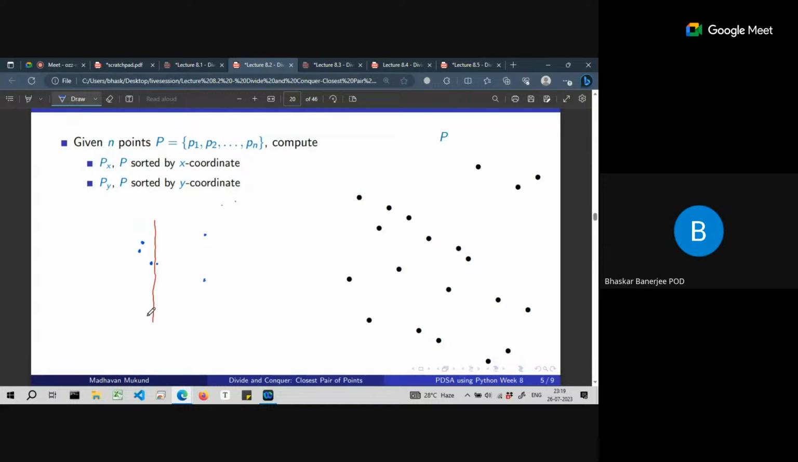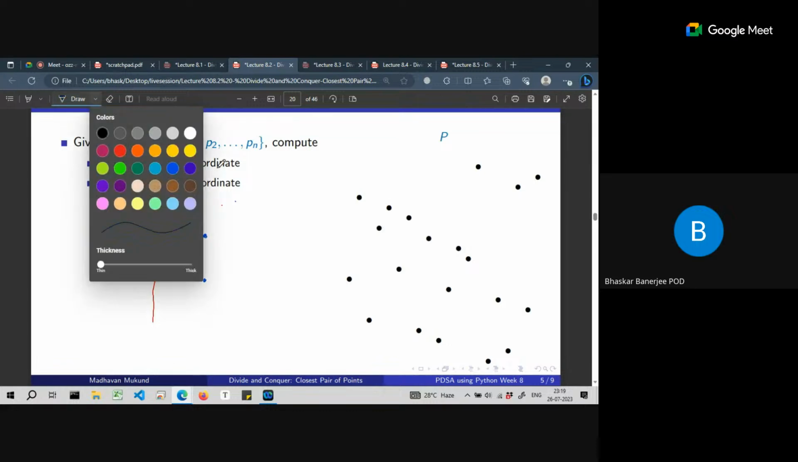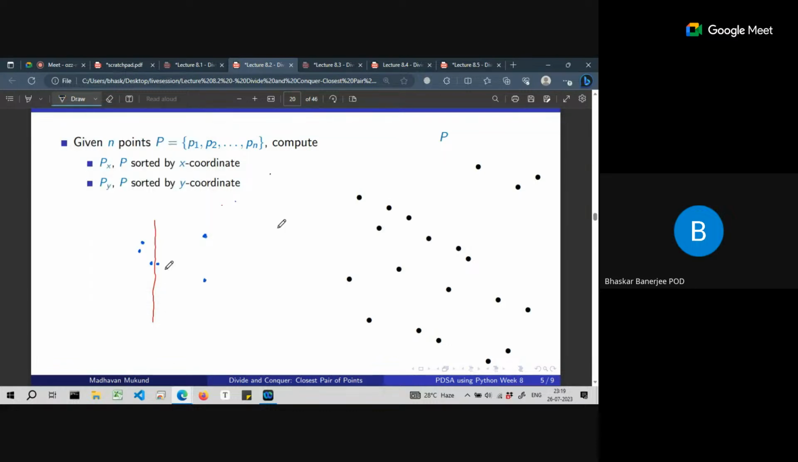Fine. So this is your distribution. Okay. So you find the minimum distance, as is quite observable from this diagram. You divide it with this red line. Let's say this is one half, this is the other half. You find the distance between these two in one half, you find the distance between these two in the other half, and you find the distance between these two and these two.